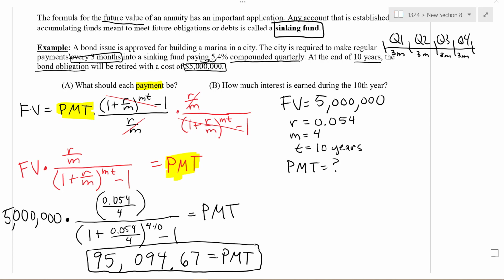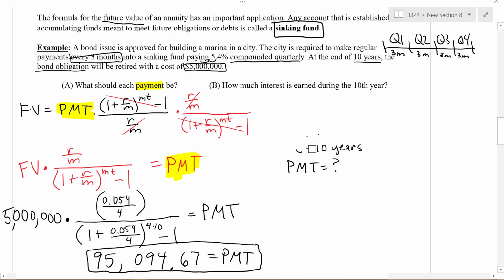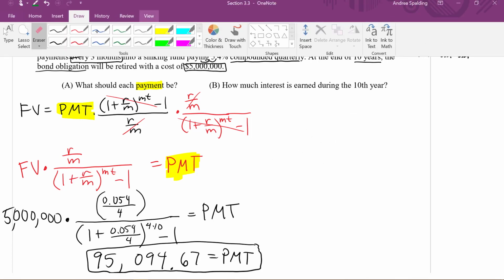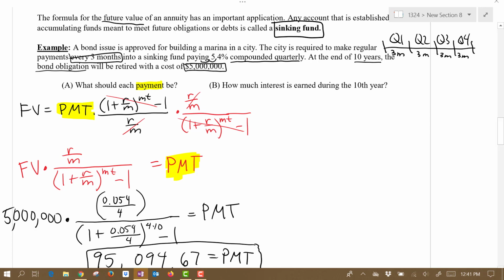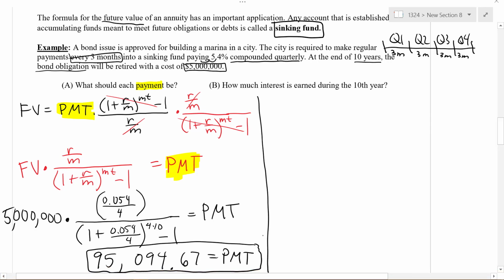Okay, so now let's look at part B. And I'm going to erase a little bit here to give us more room to do part B. And I'm actually going to change the question for part B, and I will update your notes to reflect this change. So it should be correct in your notes. But part B says how much interest is earned, and I'm going to change this to be during the 10 years.